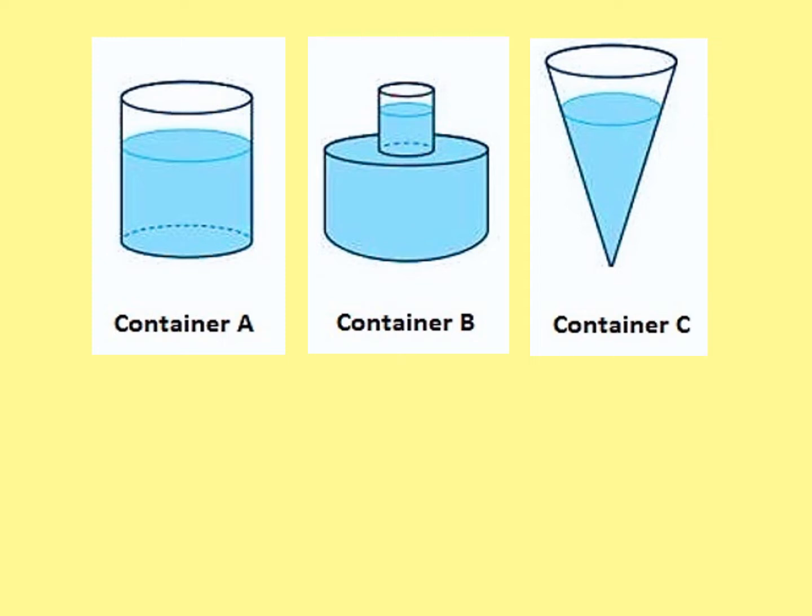Container B. Container B is in two sections. The first section has a wide, constant diameter or width. The second section has a much thinner but still constant width or diameter. Container C, the diameter or width changes as you go up. It gets wider, the diameter gets bigger, the width increases as you go up.